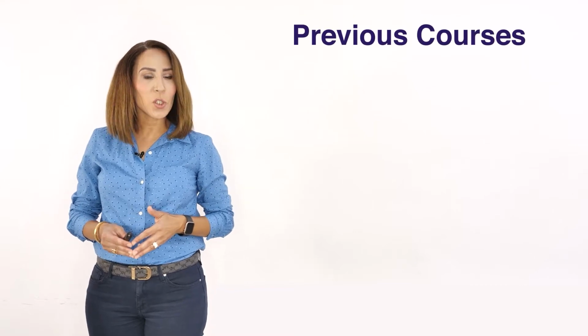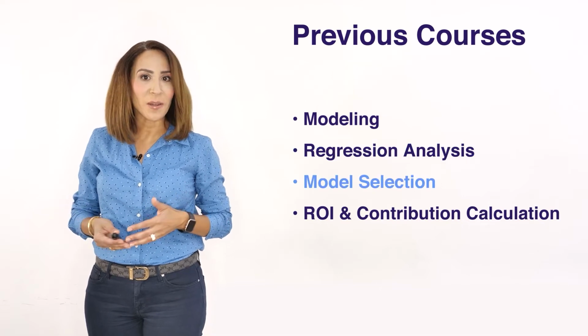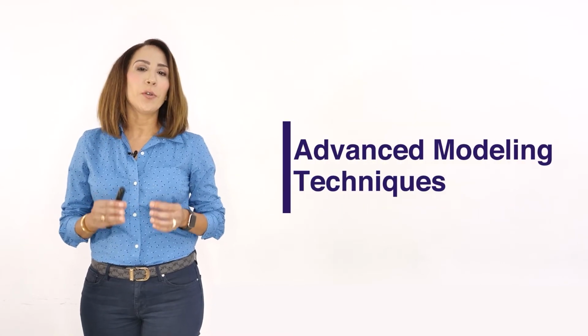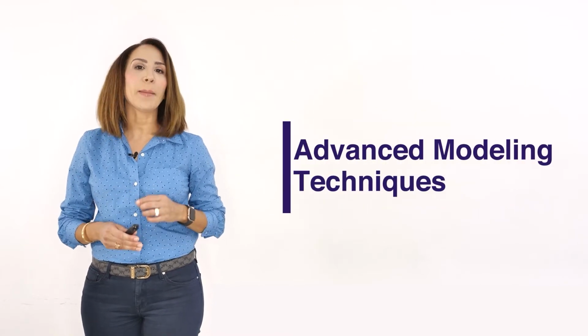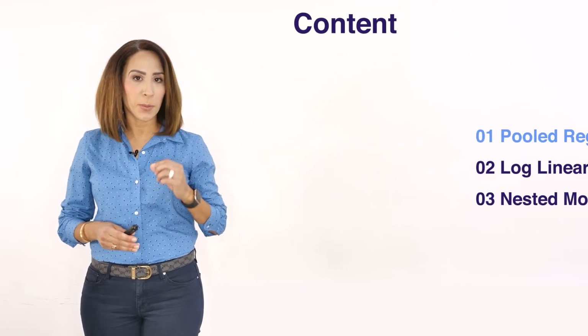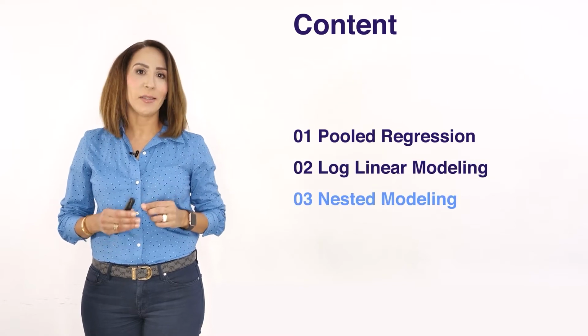In the previous course, we have covered modeling, regression, model selection, ROI, and contribution calculation. In today's course, we will cover 3 of the most important techniques when it comes to running contemporary marketing mix models. The first one is pooled regression, the second one is log linear, and the third one is nested models.